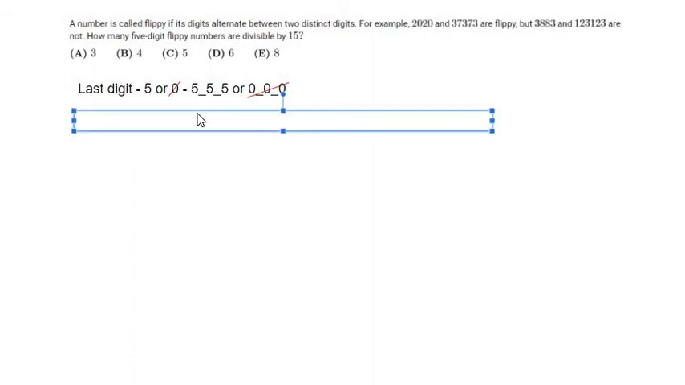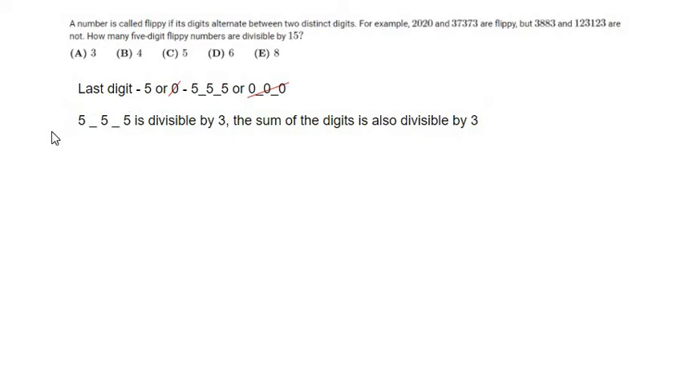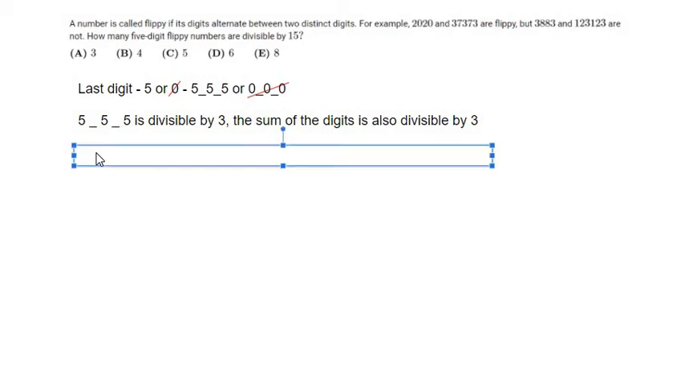So now we can see that this needs to be divisible by 3. The 5 blank 5 blank 5 needs to be divisible by 3, so that it is divisible by 15. Now, in order to find that, we can say the sum of the digits has to be divisible by 3. So we need to find numbers that agree with this rule.